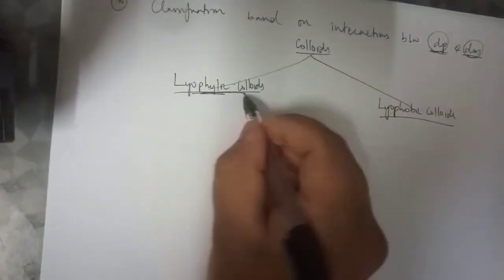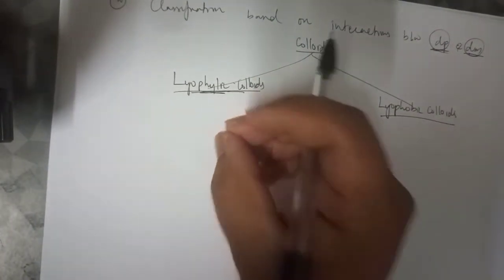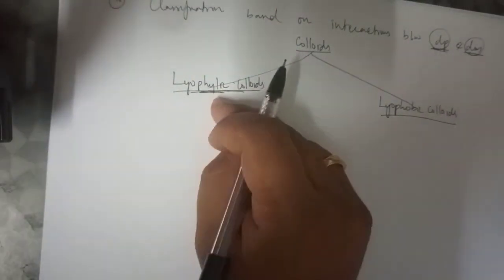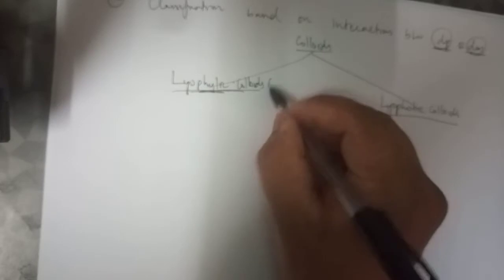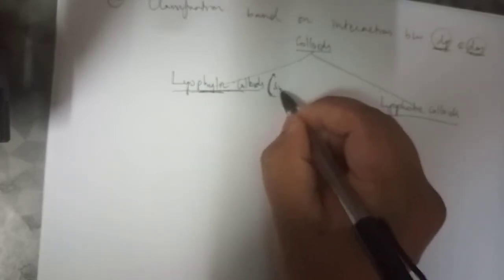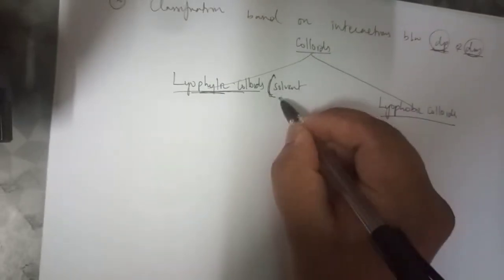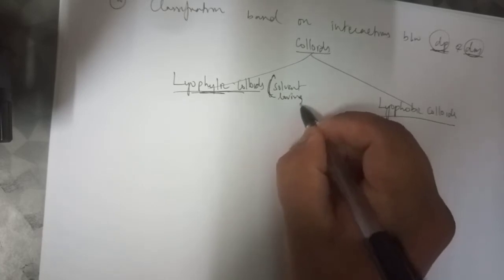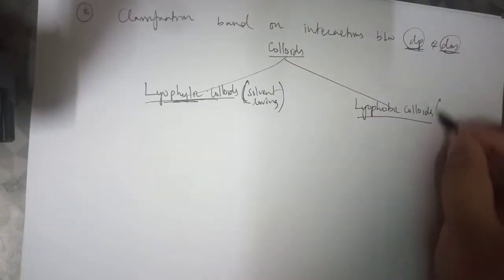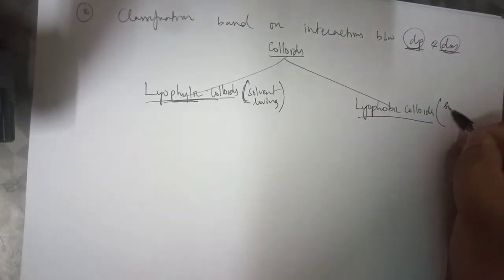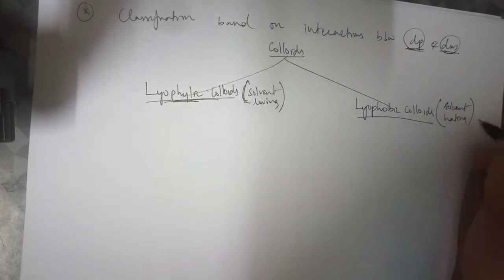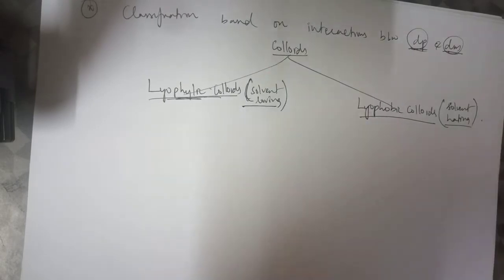Lyophobic colloids. What I say is philic, like nucleophile, electrophile. This philia word you are very much familiar with. Philic means loving, so they are also called solvent loving. Phobia means hate, so solvent hating. They're also called solvent loving, and they're also called solvent hating.